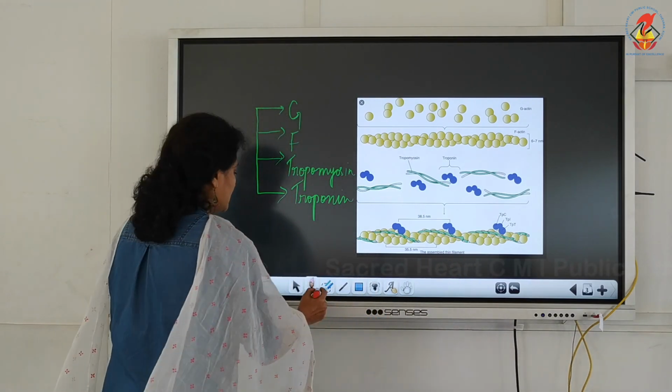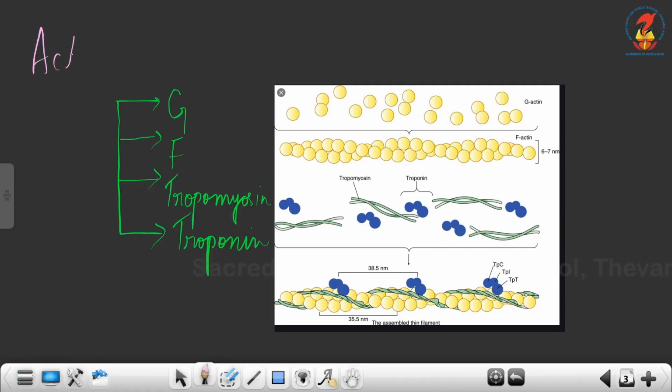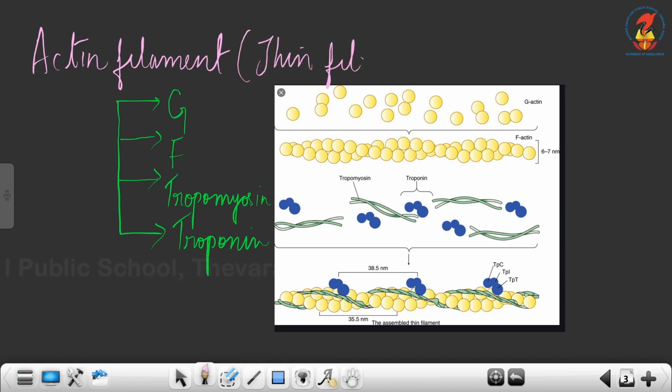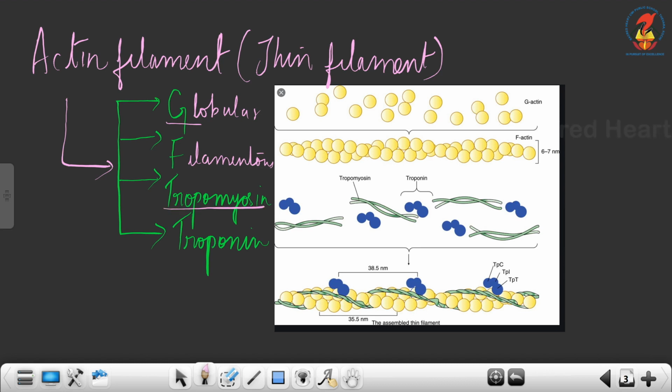So, first let us deal with the actin filament, which is commonly called the thin filament. It comprises 4 proteins, G actin which stands for globular actin, F actin which stands for filamentous actin, tropomyosin and troponin. So, once again the 4 proteins that constitute the polymer actin or thin filament are globular protein, filamentous protein, tropomyosin and troponin.